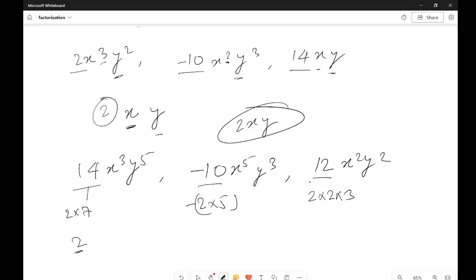Now x and y, all three have both x and y, so I will simply write x and y. Now see what the power is, the minimum power. Here it's 3, here it's 5, here it's x square, so the lowest one is x square. Now let's see y: 5, 3 and square, so we'll go with the square. So the answer for this is 2x square y square. Okay, so now let's increase the complexity and see if you can do this one.